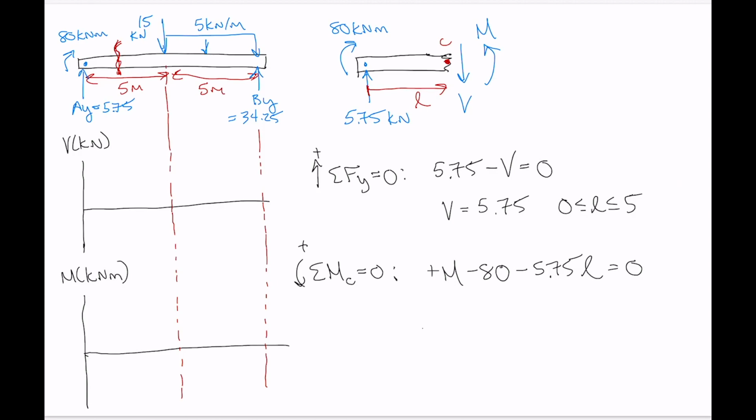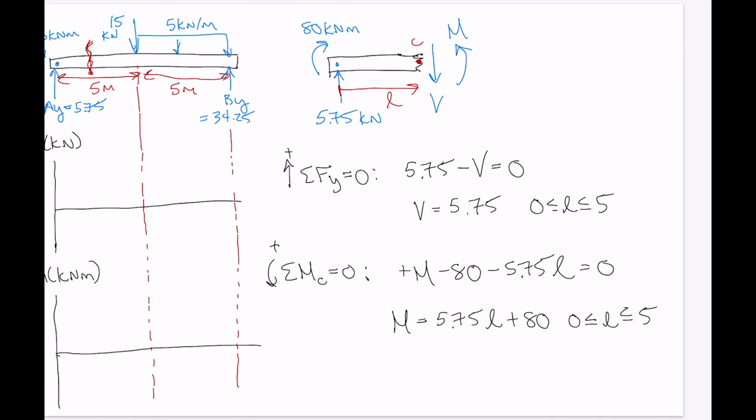So that gives me my equation for M. M is 5.75 L plus 80. And again, that's good from 0 to 5. Okay. So now, by doing that section cut, we've got equations for how shear and moment vary between 0 and 5 meters along the length of the beam. So the next thing we need to do is take our next section cut.